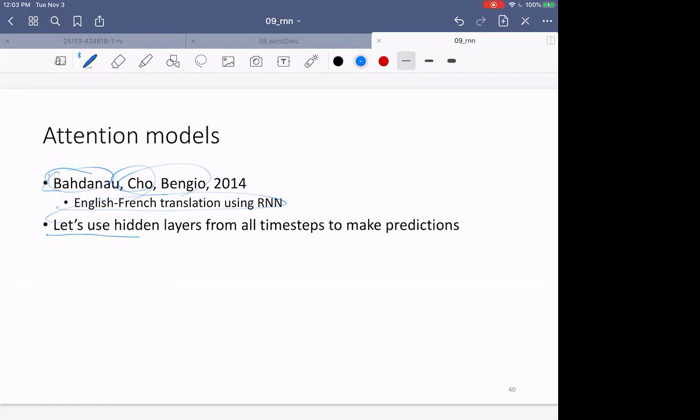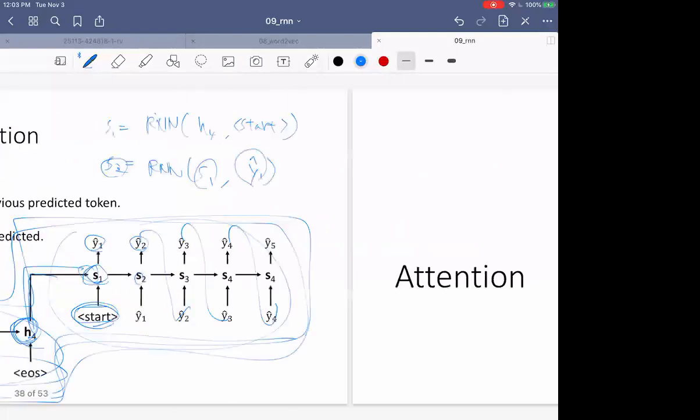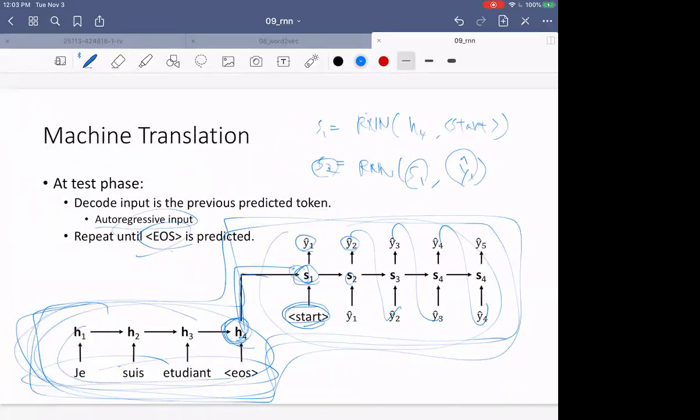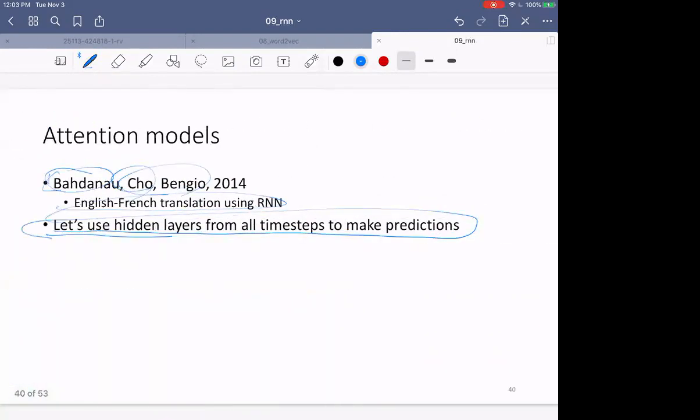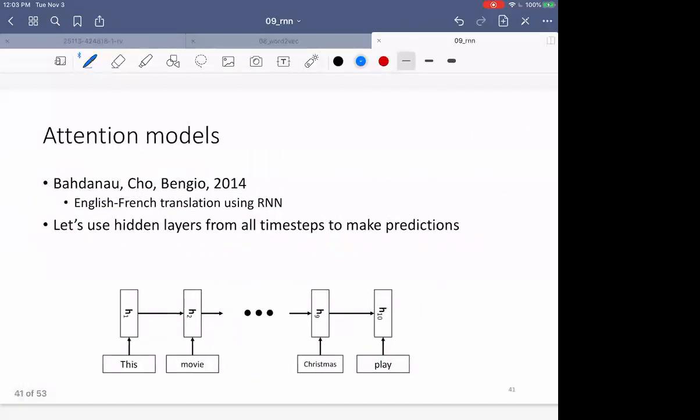The basic philosophy is let's use all hidden layers from all time steps to make predictions. If you look at this part, you encode this sentence and then take only H4, which is theoretically a correct thing to do. H4 represents the entire sentence, right? So you take H4, feed that into your decoder, and make the English prediction. But the philosophy of the attention model is let's use hidden layers from all time steps. You don't want to lose any single time step. You don't want to use just one fixed size vector to represent your entire sentence.